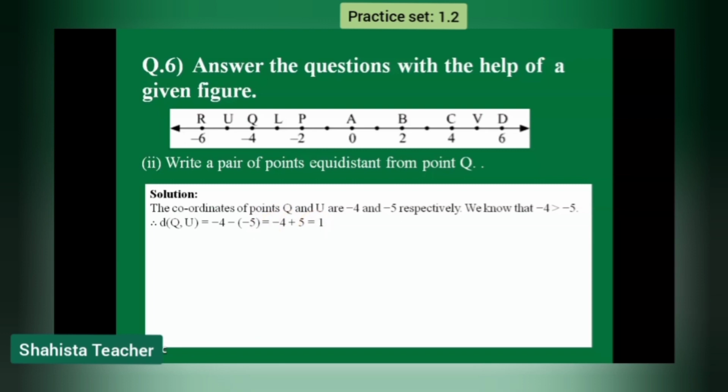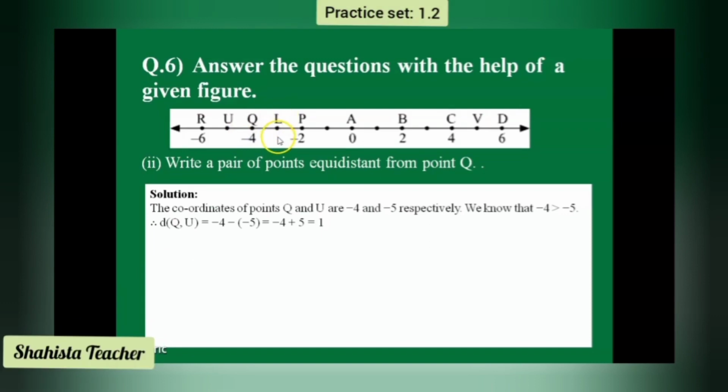Is that clear? Now let's solve the second criteria. After this, QL. Distance of Q is minus 4, L is minus 3.